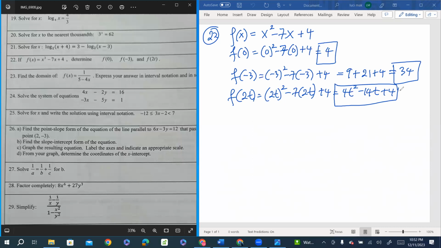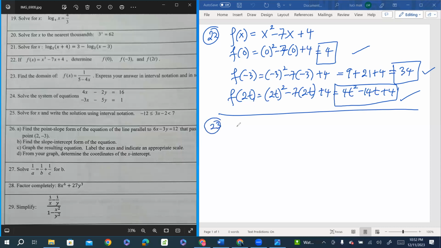You can't combine them. So let me check the answers. That's 22, I'm sorry. So the 4 is correct. 34 is correct. 4t squared minus 14t plus 4 is correct. Okay, good job. I actually said good job to myself. All right, so number 23, right?